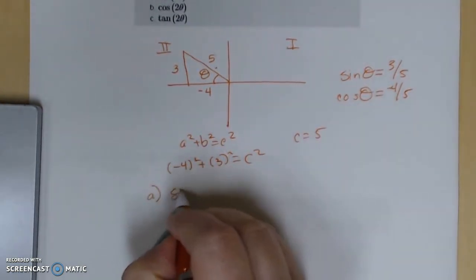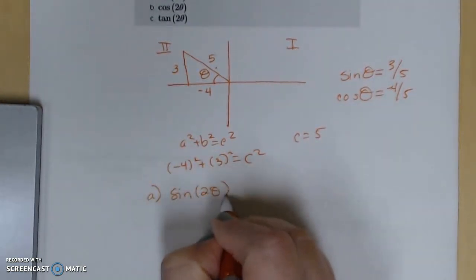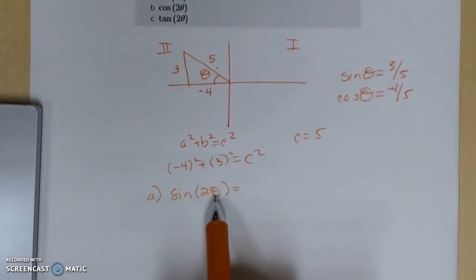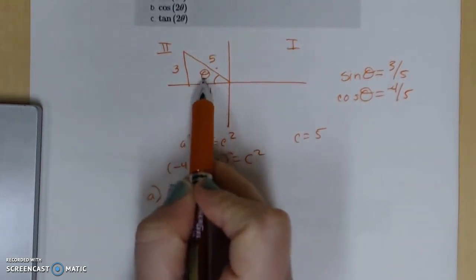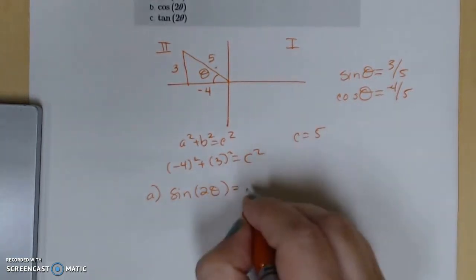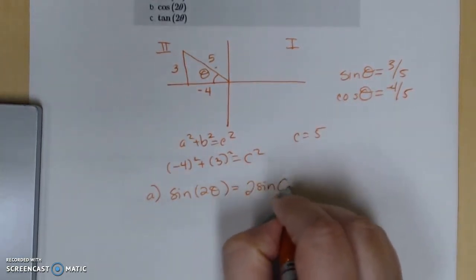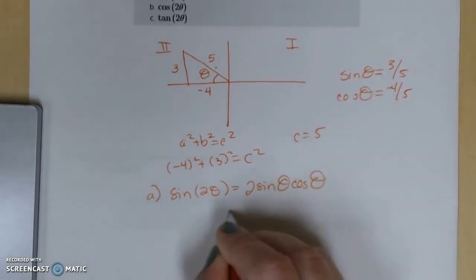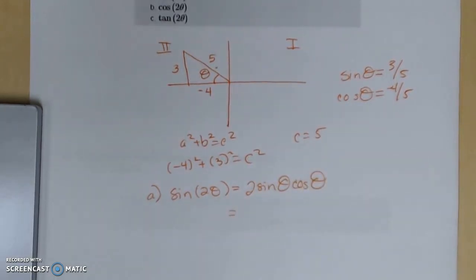So part A, I want to look at sine of 2 theta. Now I can't just say, oh, I'm going to take theta and multiply it by 2, because I don't actually know what theta is. I want to figure out what this is equal to in terms of ratios. So I'm going to use my formula to know that this is equal to 2 sine theta cosine theta. Again, that formula is from our previous page and proof.